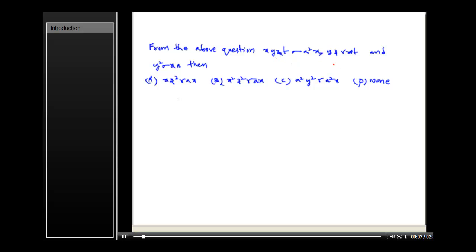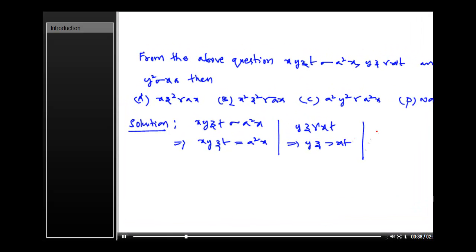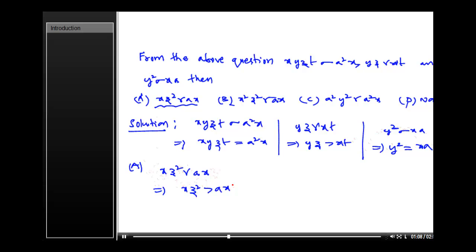We need to imply the given statement from the given choices. Let us begin with the solution. XYZT sigma A square X. This implies XYZT is equal to A square X. And YZ gamma XT implies YZ greater than XT. Next, Y square sigma XA. This implies Y square is equal to XA. Now, XZ square gamma AX, we will consider from choice A. This implies XZ square greater than AX.